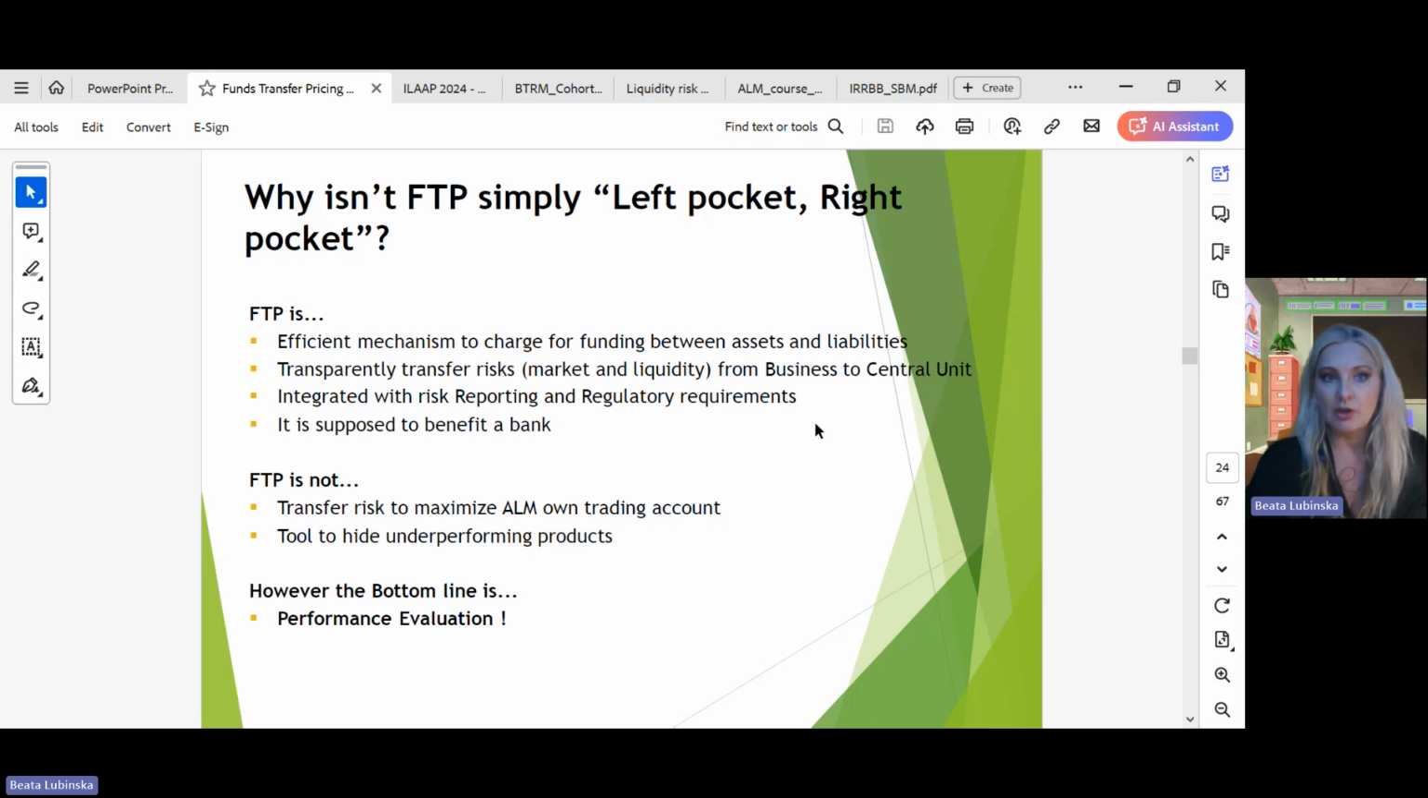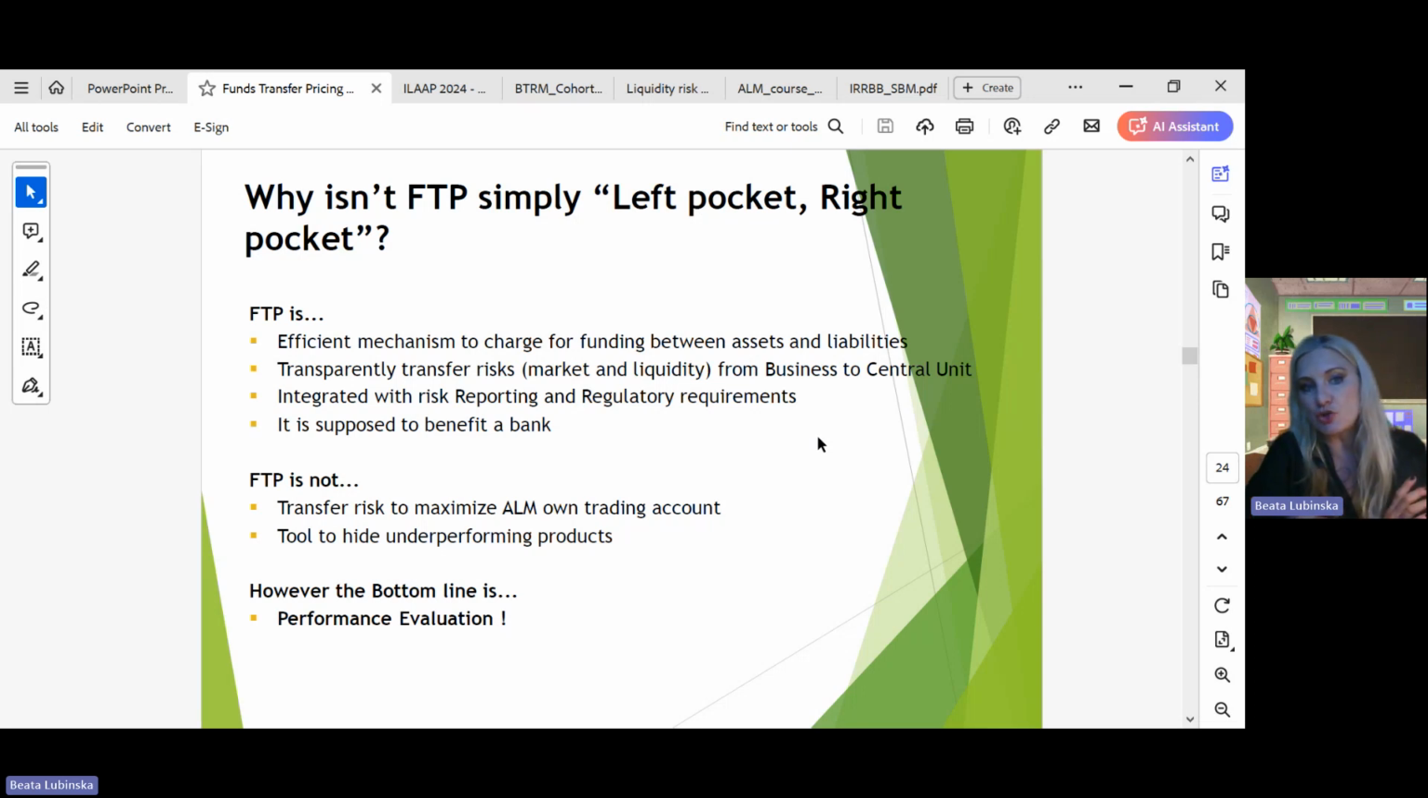FTP is not to maximize the treasury's own trading account, just to optimize and make focus. We want to gain more because maybe this will give us a good reputation in the bank: we are the best profit maker for the bank. It is detrimental for the bank itself. We need to look at FTP to benefit the whole balance sheet, not certain business units.